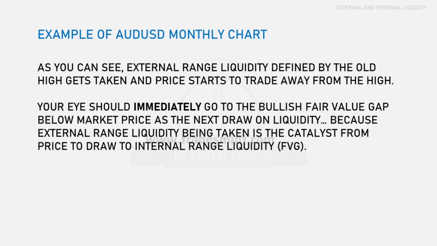Example of AUD USD monthly chart. As you can see, external range liquidity defined by the old high gets taken and price starts to trade away from the high. So your eye should immediately go to that bullish fair value gap below market price as the next drawn liquidity, because external range liquidity being taken is the catalyst for price to draw to internal range liquidity, which is that fair value gap.